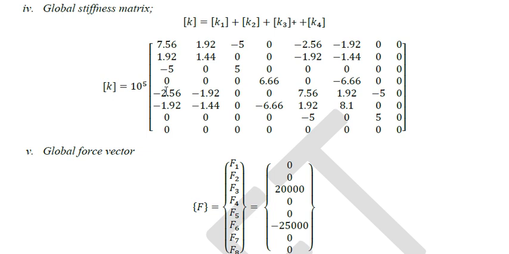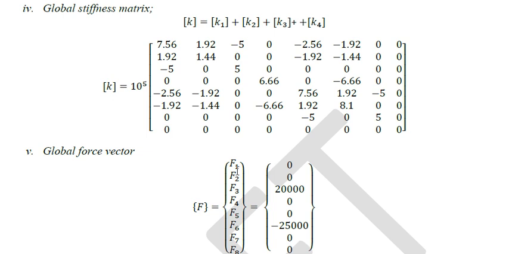Similarly, 3, 4 and 5, 6 belong to K2. Then 5, 6, 1, 2 belongs to K3. And the last one is 5, 6, 7, 8, which belongs to K4. So we have to add carefully.